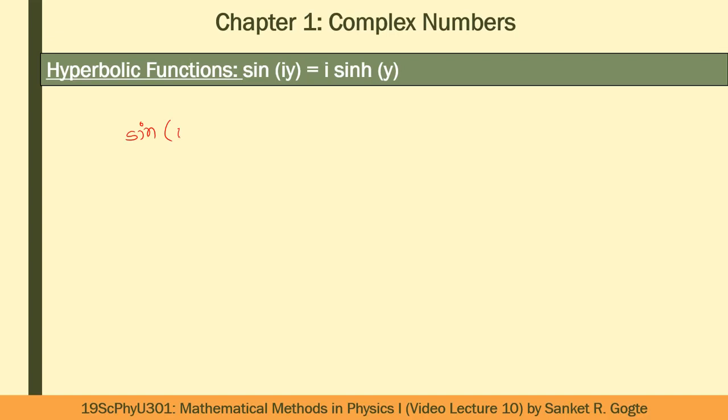So clearly here iy is a complex number. It is a pure imaginary complex number, and we have to prove that it turns out to be equal to i into sinh of y. Here we are saying that y is a real number. So y is real. Let's prove it now.